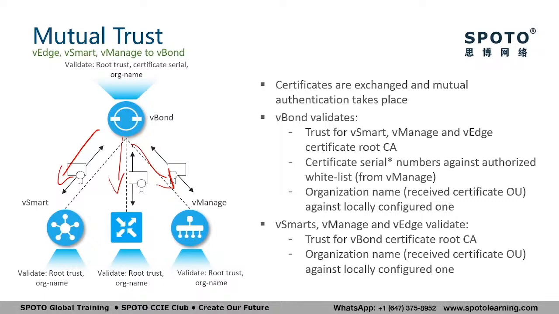The second part is vSmart, vManage, and vEdge, three components here. These three validate the vBond. So vSmart, vManage, and vEdge validate the trust for the vBond certificate root CA. Same as the first part, it validates the organization name that received certificate OU against the locally configured one. By doing these two parts, the two-way mutual trust is established.